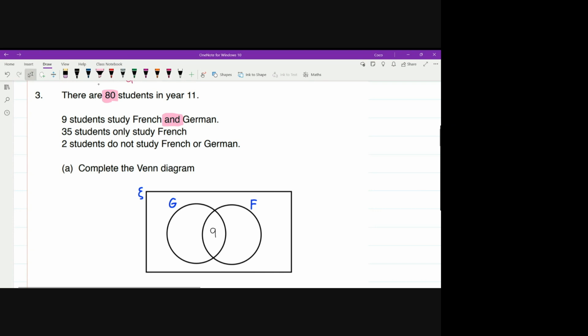All right. So it says now 35 students study only French. So in the French side, where F is, we're going to put 35 students. And now it says 2 students do not study French or German. Where do I put these 2 students that don't study French or German? Inside the box, but outside the circles.